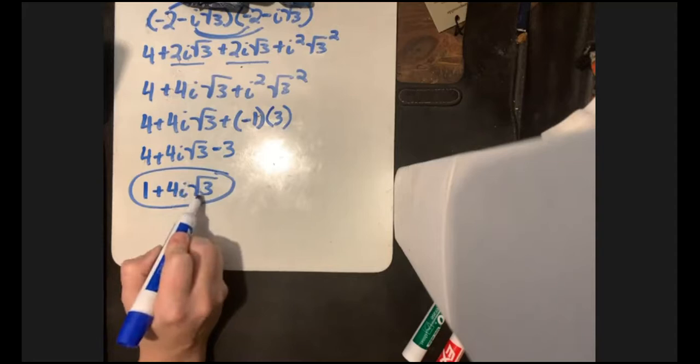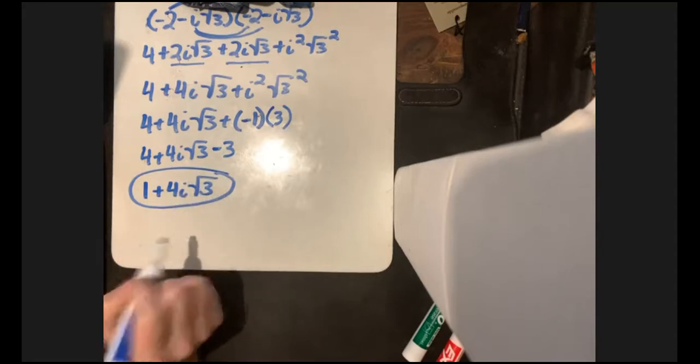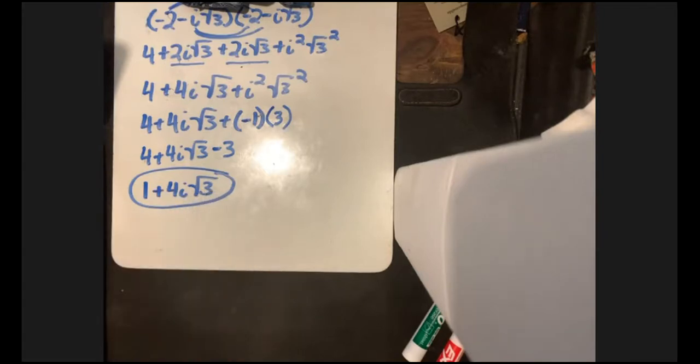And again here, notice that that square root of 3 is left behind the i for this. And that is so that there's no confusion whether or not the i is under a square root or not under a square root.